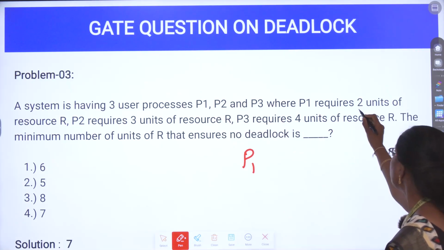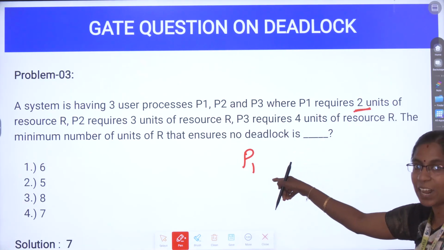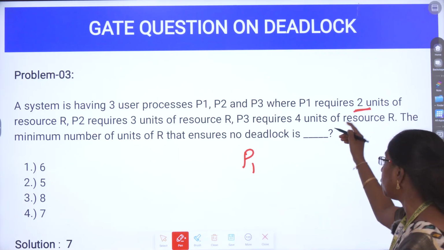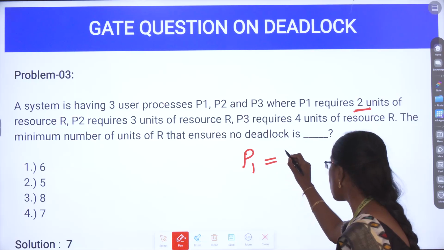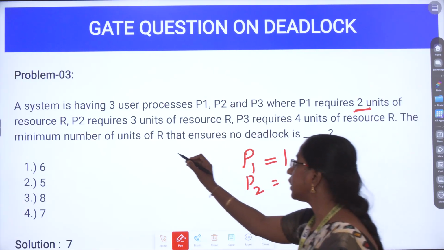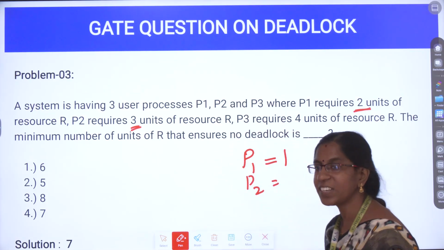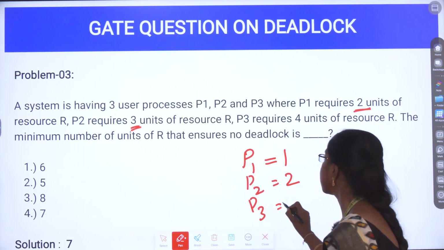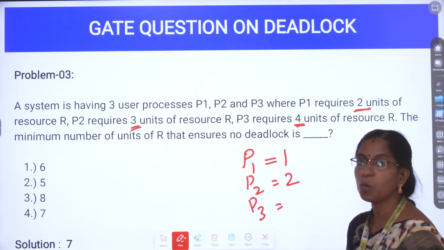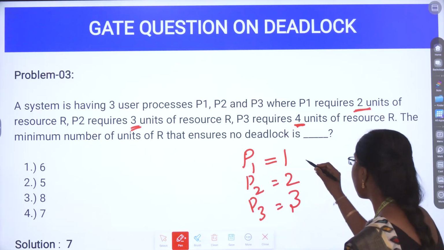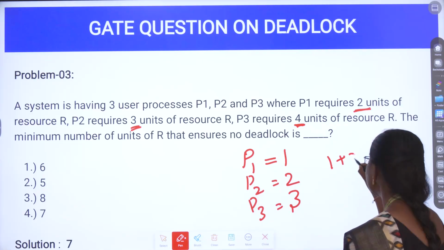P1 requires 2 units. So for calculation we are taking 1 less unit. So 2 minus 1, 1. P2 requires 3 units. So 3 minus 1, 2. P3 requires 4 units. So 4 minus 1, 3. So now we are adding these all. 1 plus 2 plus 3, 6.